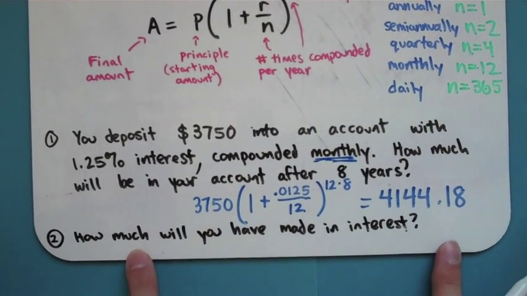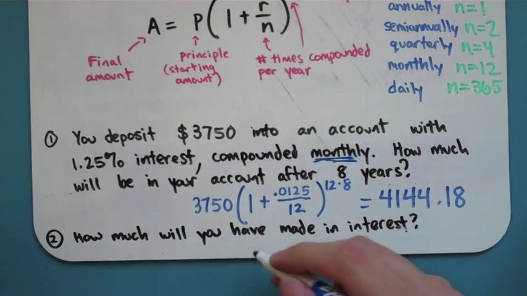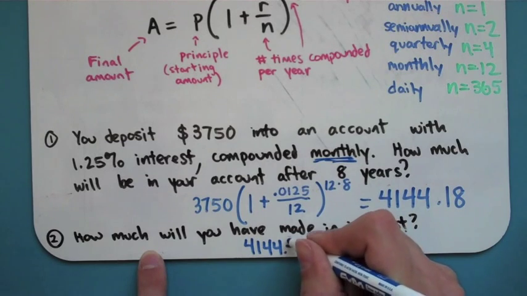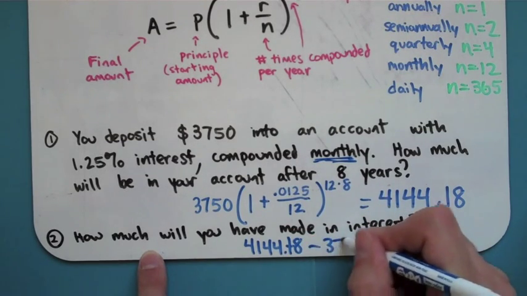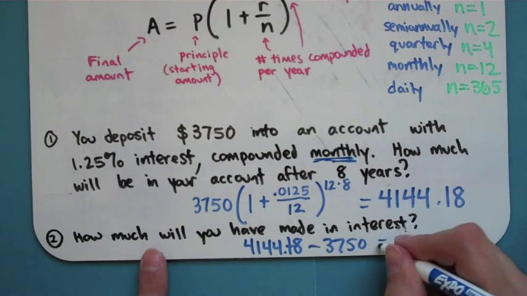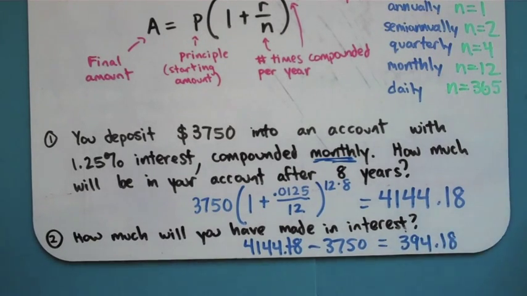Part 2 of this problem says how much will I have made in interest? Well, I started out with this much money. I ended with this much money. So my interest is the difference between those. So if I subtract my two numbers here, 4,144.18 minus 3,750, it appears that I am left with $394.18 in interest. So the hardest part is figuring out what goes where in the formula, and even that, after you've done 1 or 2 of them, isn't so bad. That is our compound interest formula.